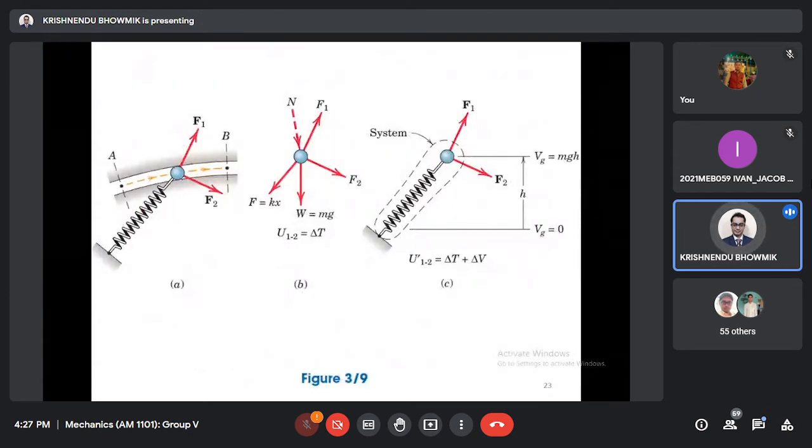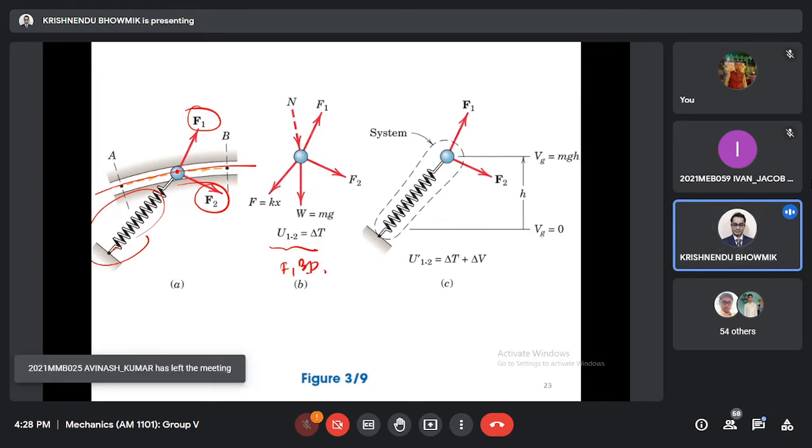Now take one example, given that this is a complicated path. This is one scenario. Forces F1, F2 are acting, and this is the spring. One way to calculate the work done is to draw the free body diagram. W is acting, this is mg. So there will be some reaction force, this is the reaction force here.